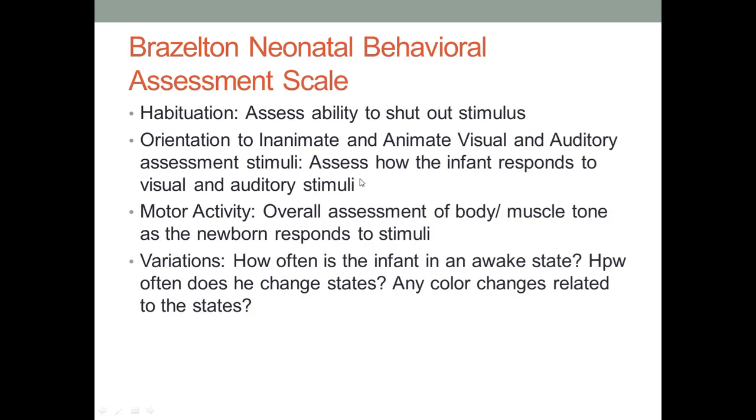This will just go through a little bit. The Brazelton score is not used very often anymore. It's just getting outdated. But I want to go through some of the vocabulary with this. So habituation, I think that was in the last slide, where these babies are able to shut out a stimulus.